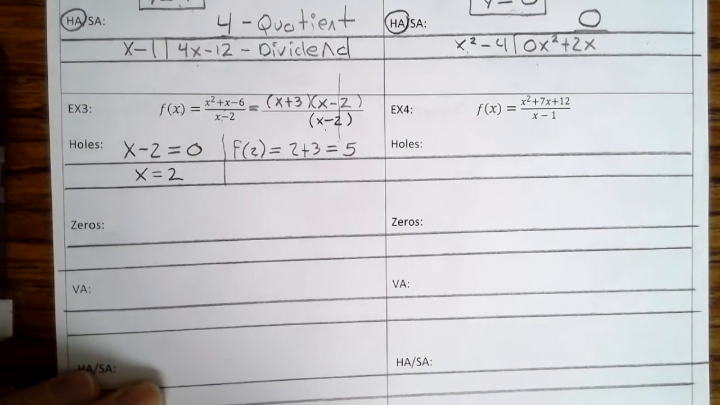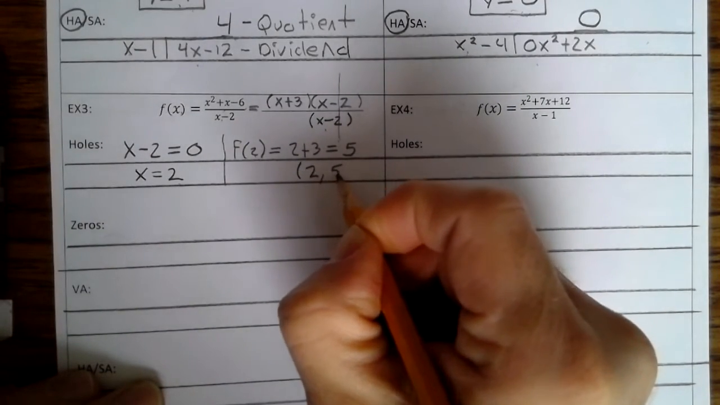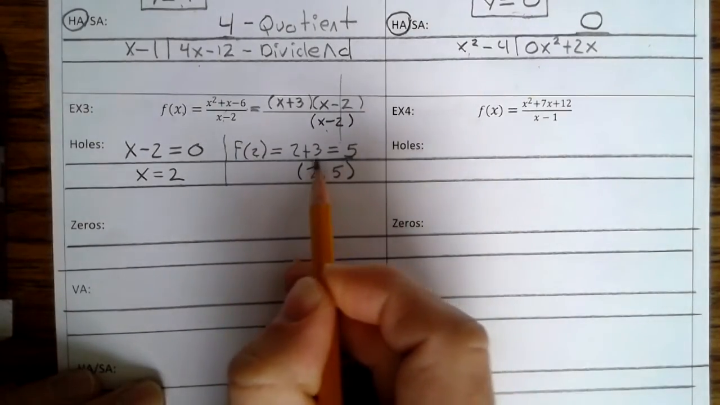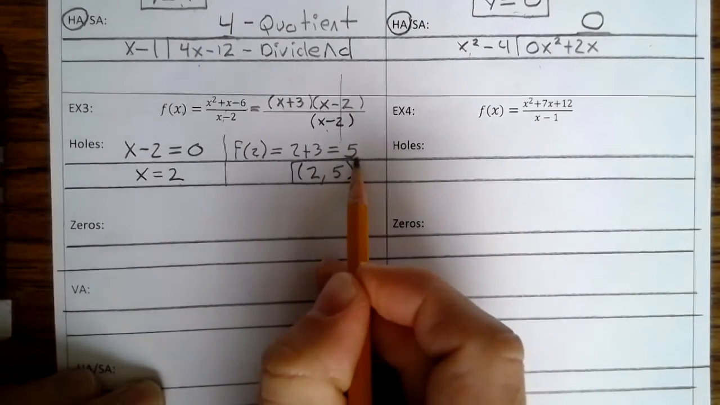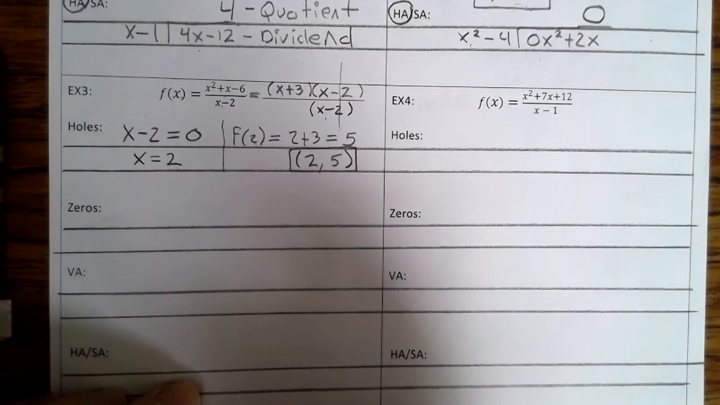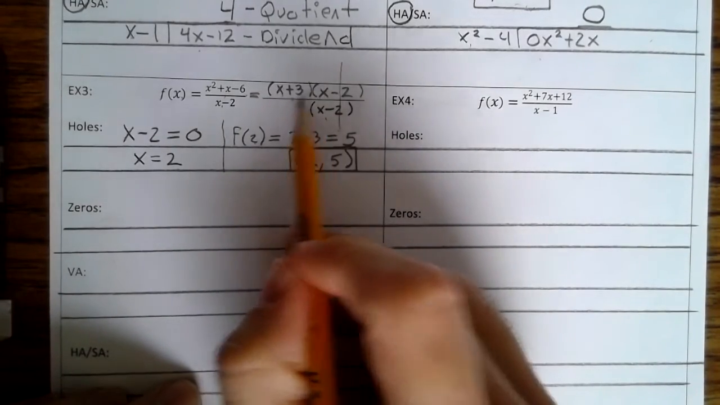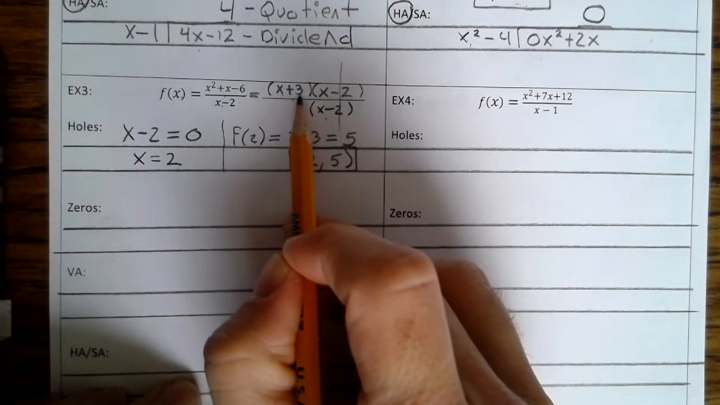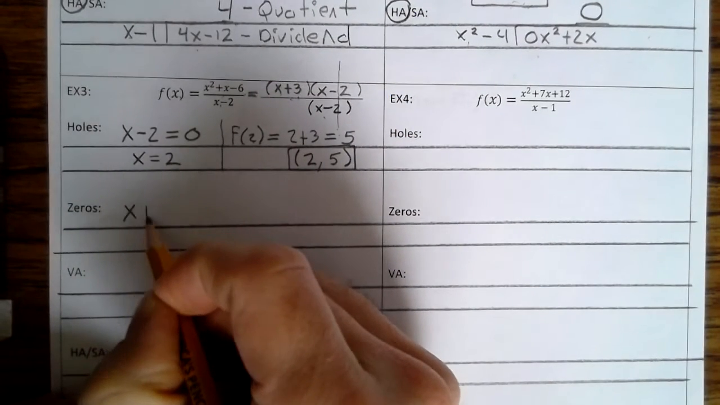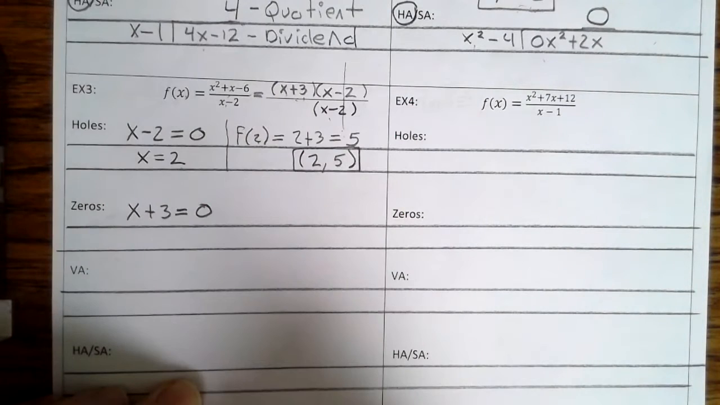All right. Now for the zeros, you set the numerator equal to 0, but in this case, you only set what's left, because remember, this divided becomes 1, so we set x plus 3 equal to 0. So subtract 3 from both sides, x equals negative 3.